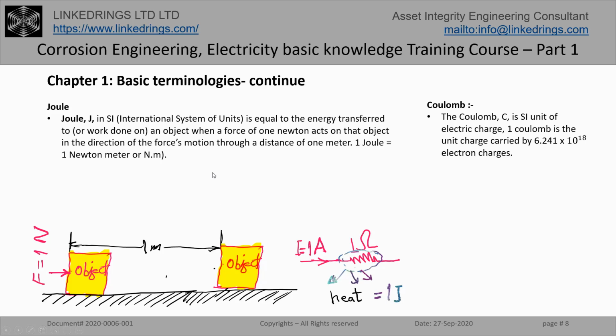Also, the joule is the energy dissipated when a current of 1 ampere is passing through a resistance of 1 ohm for a time of 1 second.